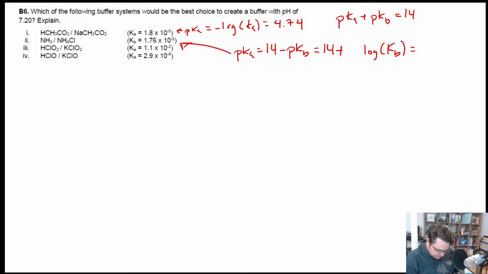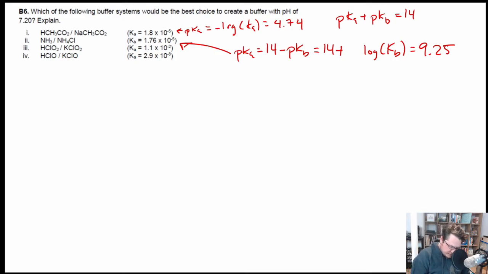So 14 plus the log of the Kb, which in this case is 1.76 times 10 to the negative 5, comes out to 9.25. So that's the pKa for the ammonium chloride in that case, and that gives us an idea for that buffer.